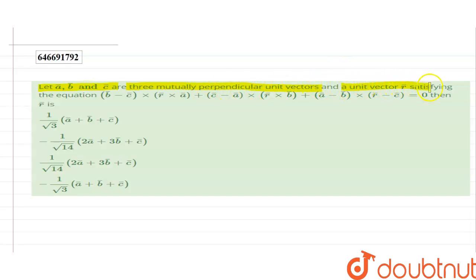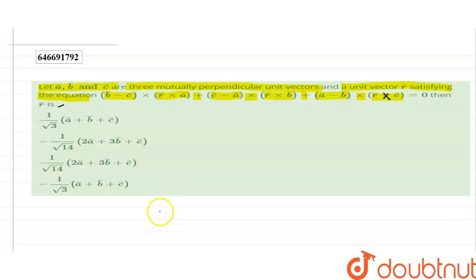And the unit vector R satisfies the equation: (B vector minus C vector) cross (R cross A vector) plus (C vector minus A vector) cross (R vector cross B vector) plus (A minus B vector) cross (R cross C vector) equal to 0. Then R is equal to which of the relations is correct? Okay, which of the relations is correct.